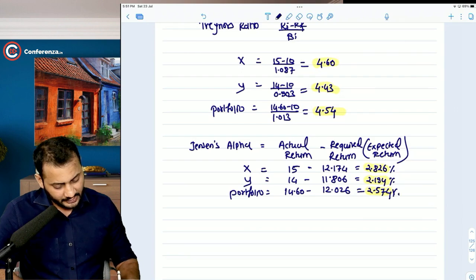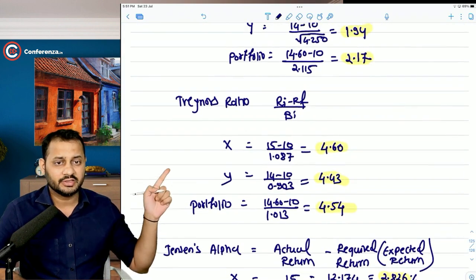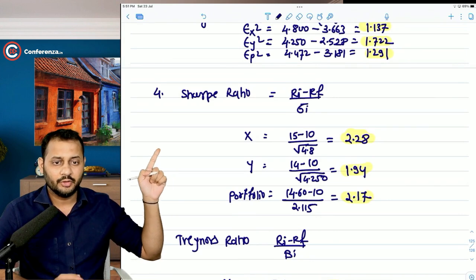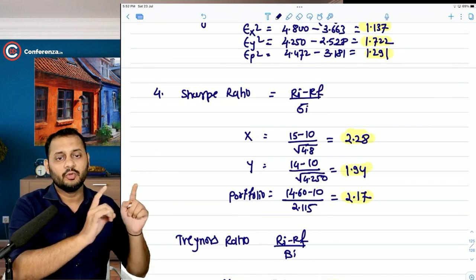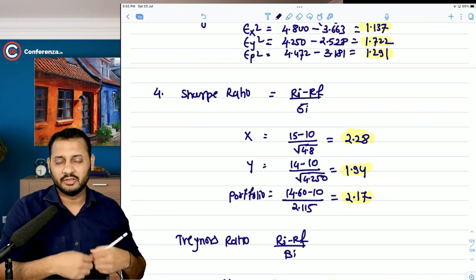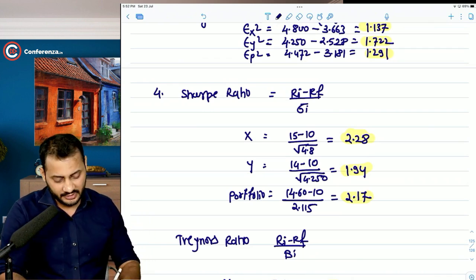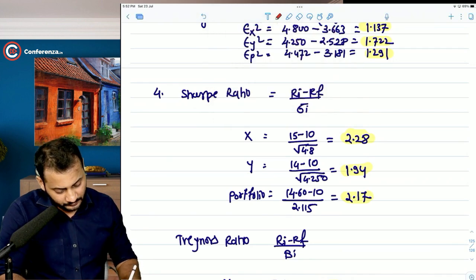In fact, I will tell you, this is also in percentage and this is also in percentage. 2.28% for 1% of the standard deviation. 2.28% of the premium for 1% of the standard deviation. That's what the meaning is.